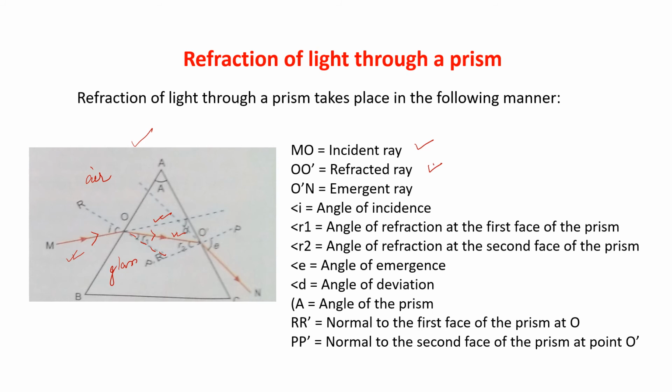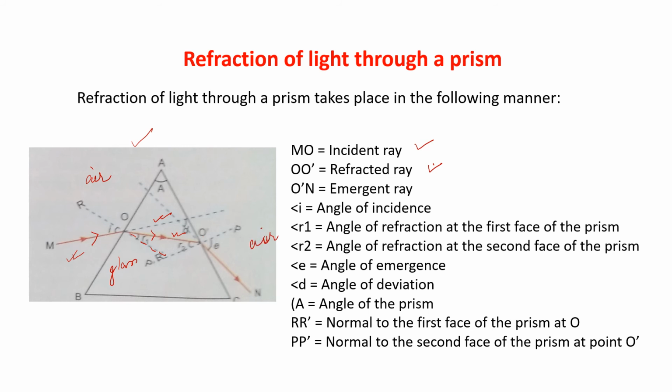Now this O dash is incident again on the phase AC. This is your C. Now the refracted ray is becoming the incident ray for the phase AC. Again this O dash ray will pass from glass, it is coming out and going through air. This is again air.